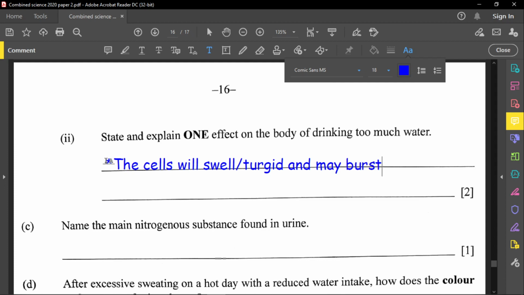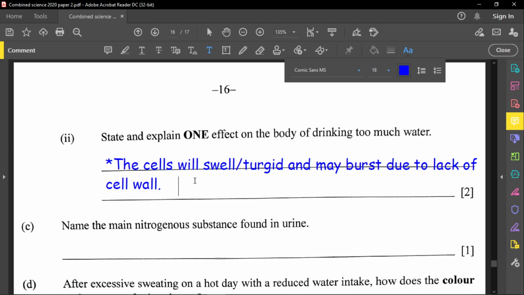And the reason why they'll burst is because there's no what? Cell wall to hold the cell. They may burst due to lack of cell wall. Only plant cells have cell walls, which prevent their cells from bursting.